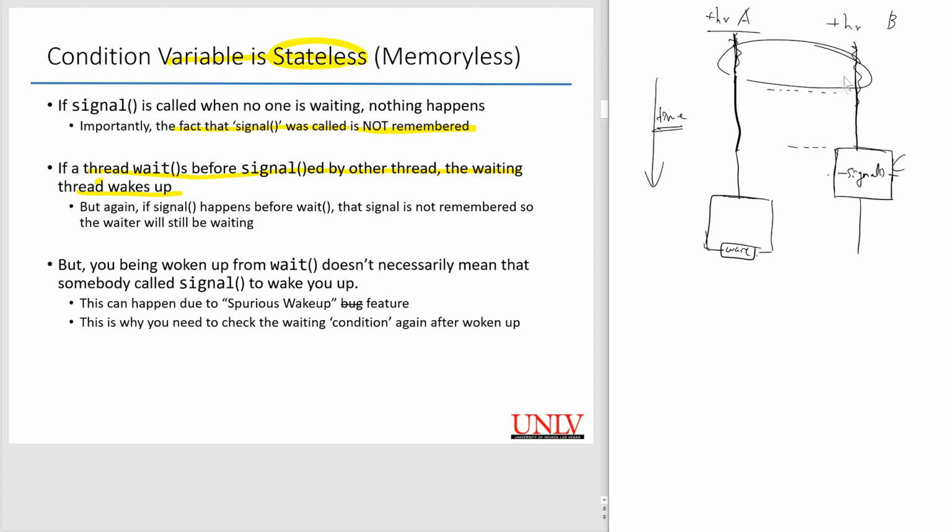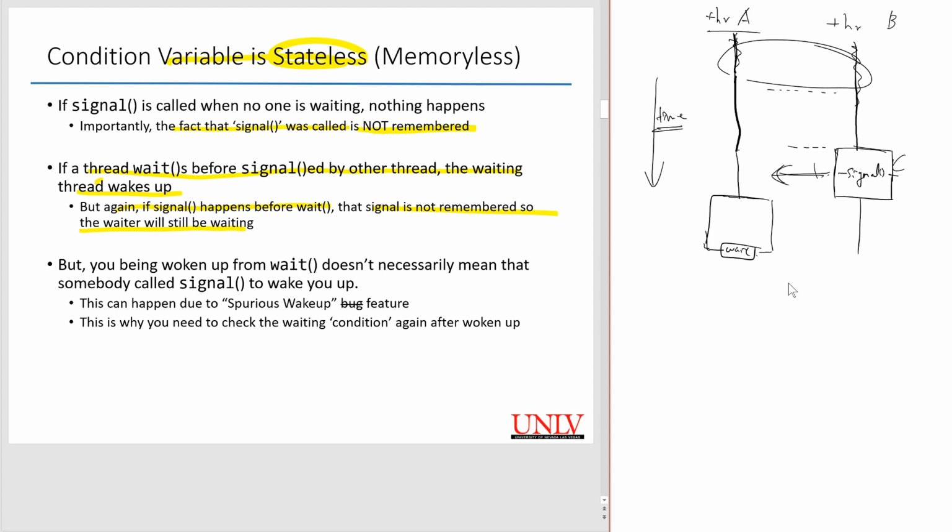So basically, when thread B calls signal and there is no waiter at that moment, the signal will have no effect whatsoever. No effect right now and no effect in the future. Again, if signal happens before wait, that signal is not remembered, so the waiter will still be waiting, just like in this case. You may think that this is obvious.